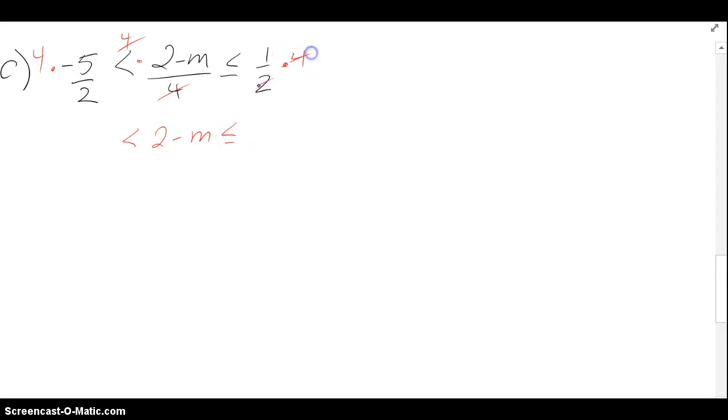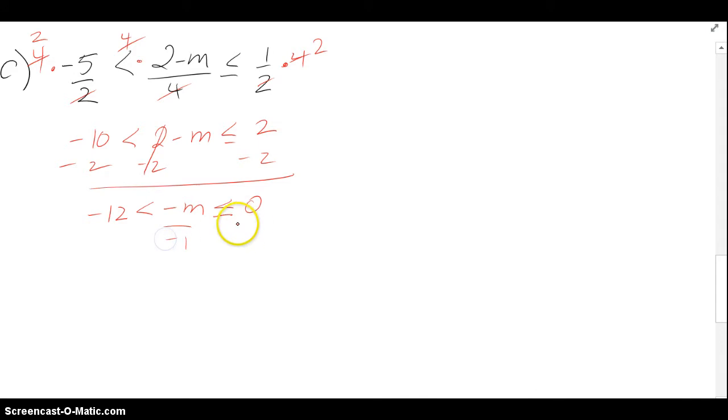And then these reduce and I get a 2. These reduce and leave me a 2. 2 times -5 is -10. Get -m by itself in the middle. That's going to be -12 is less than -m, less than or equal to, looks like we get a 0. Now divide by -1, and in the process, remember all the inequalities flip, and that gives me a positive 12.